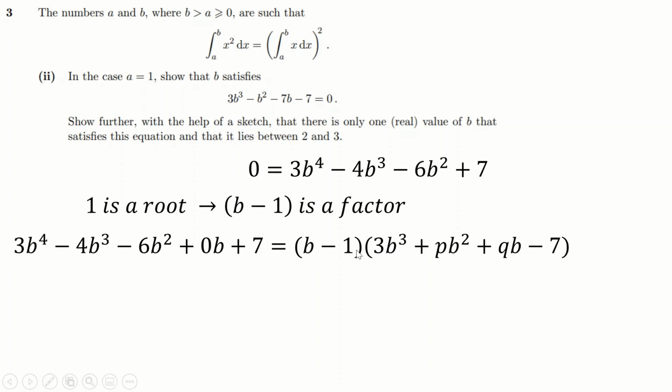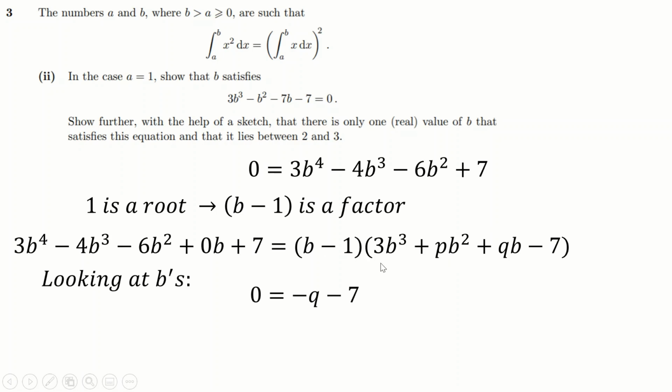I don't know why. But instead, I'm going to compare coefficients. I know this coefficient because I need to get a 3b to the 4. So I need a 3b to the 3 here. I also need to get a plus 7. So I need a minus 7 over here. There's a minus 1 there. So I don't know what p and q are yet, but I think I can figure them out because looking at the b's over here, notice I've put a plus 0b in here, which is usually pointless, but it does at least help me to see that there are 0 b's over here. There must be 0 b's over here.